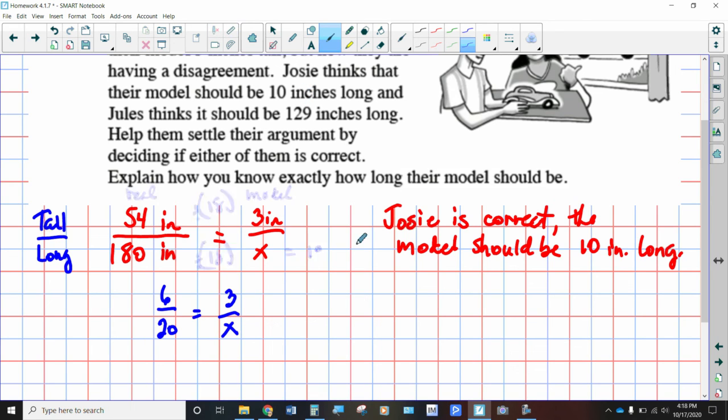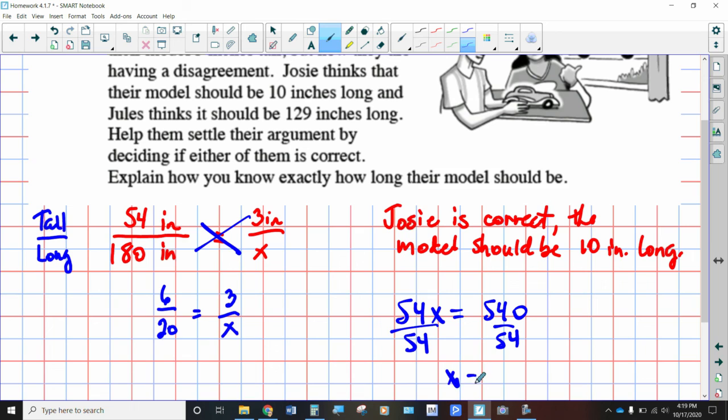Now, that's not the only way you could have solved it. You could have also cross-multiplied and said 54x is equal to 3 times 180, and I believe that is 540, right? Because 30 plus 24 is 54, yes, and so we'll add the 0. So now when you divide this by 54, you also get 10.